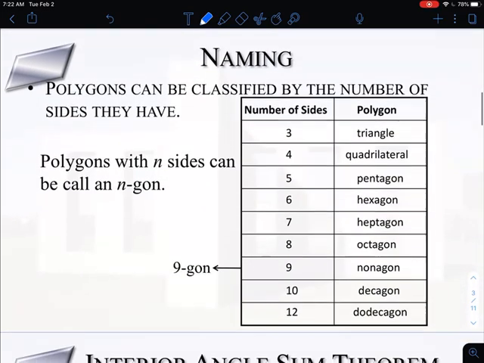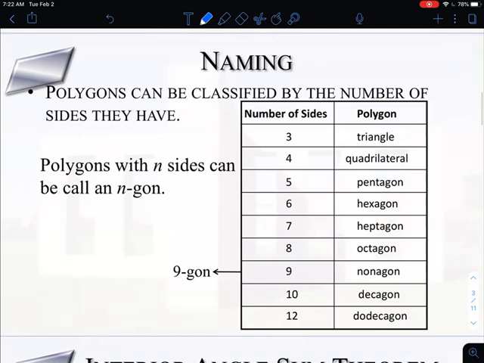Okay. Now, as far as naming, I'm not going to spend too much time on this slide. If you want to, you can pause the video at this point and get this table copied down. We went over this before. This is just a refresher to get you back on track with what the names of the objects are. Now, these ones from 3 to 12 are going to be the most common. Those are the ones we're going to deal with most often.